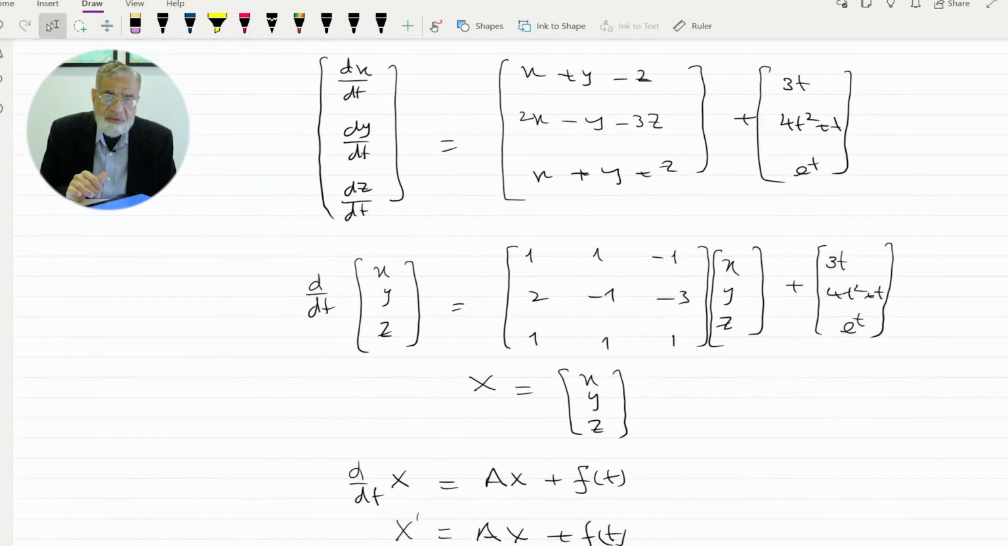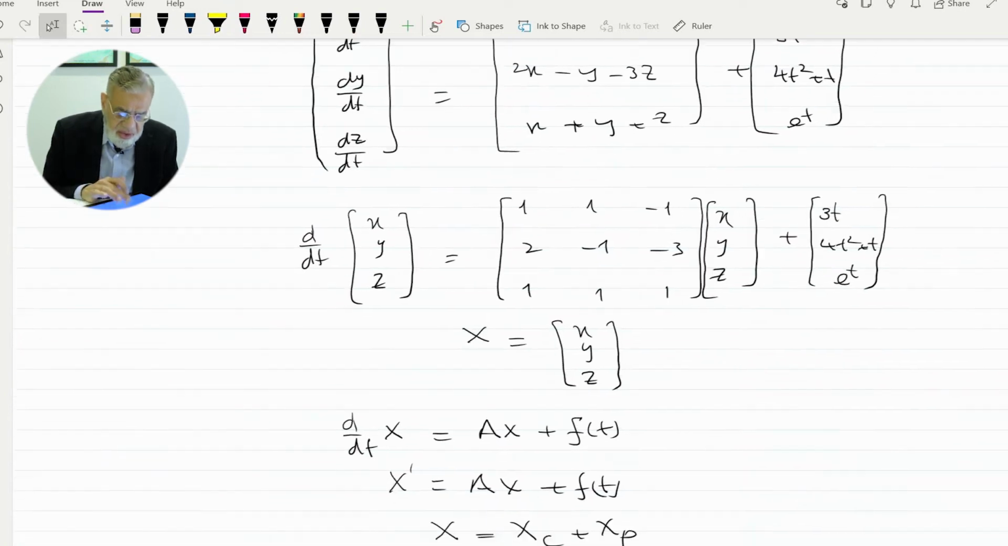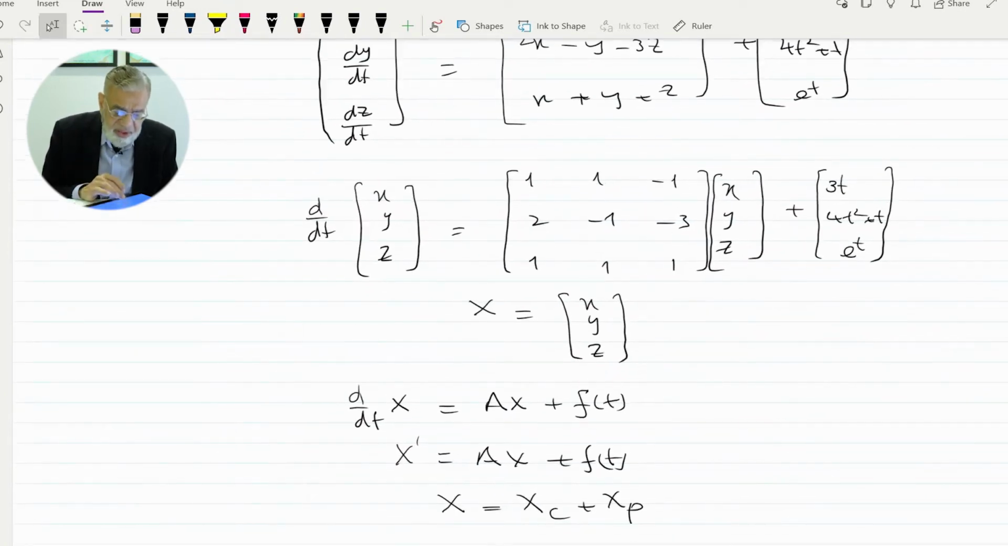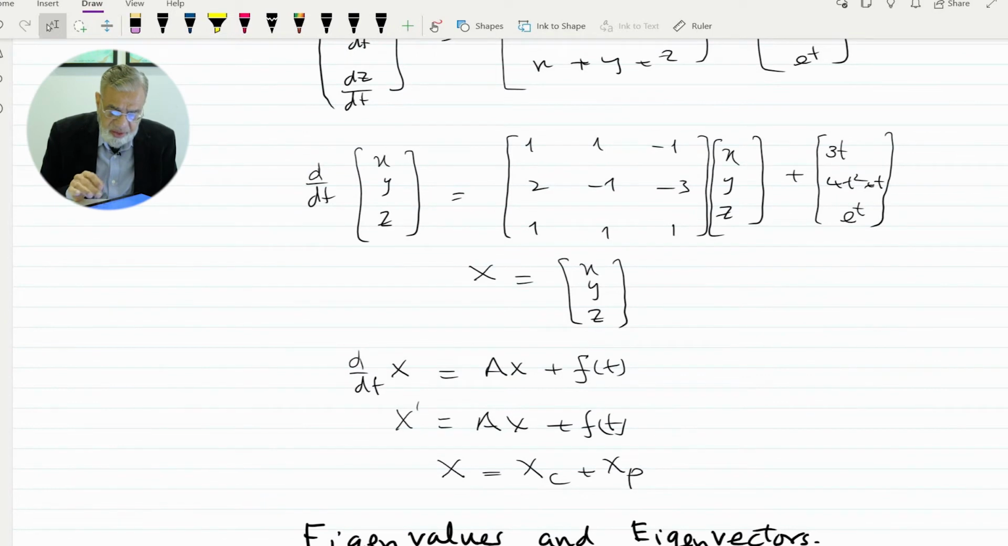So this x, y, z is our solution vector. We can write here this is a vector of unknowns, we can say dx by dt is equal to ax plus f of t. We take A as the matrix of coefficients, x as the matrix of unknowns, and f of t as the functions of t, which are not containing x, y and z. So we can write x dash is equal to ax plus f of t.